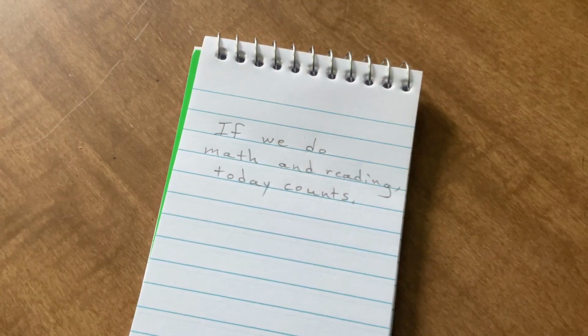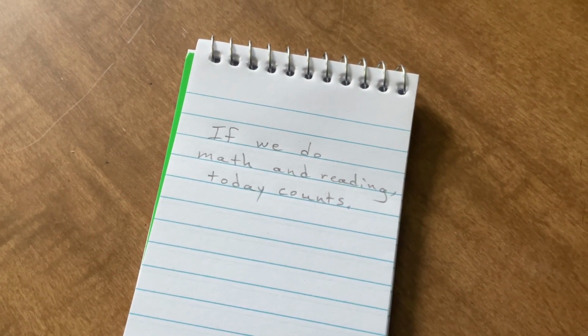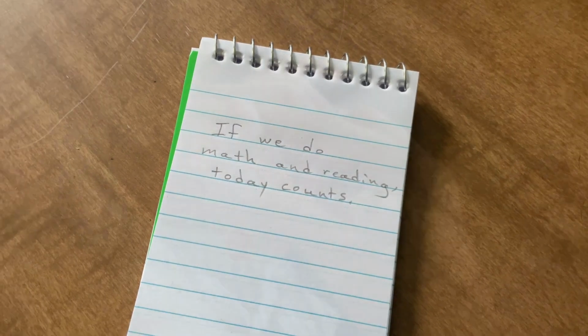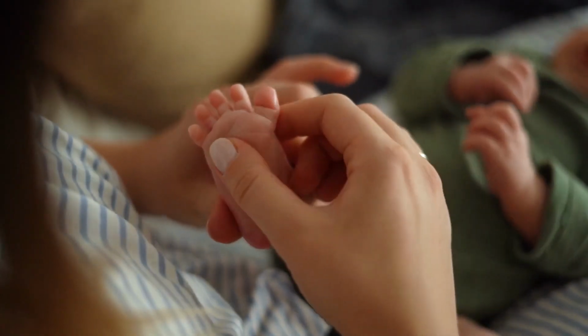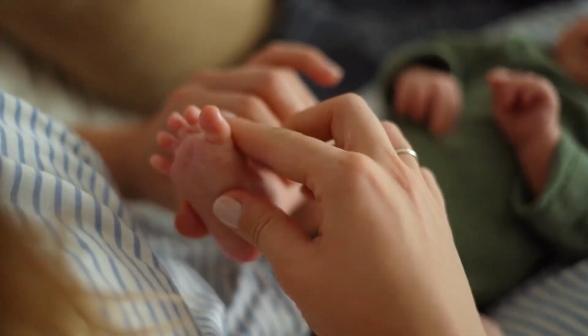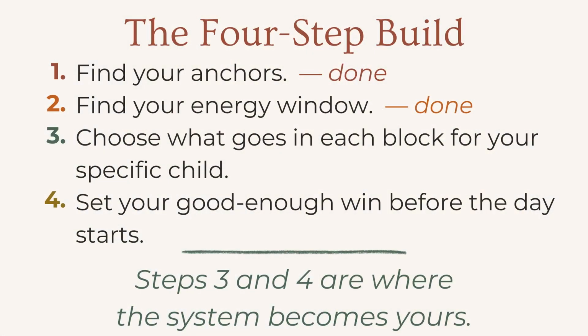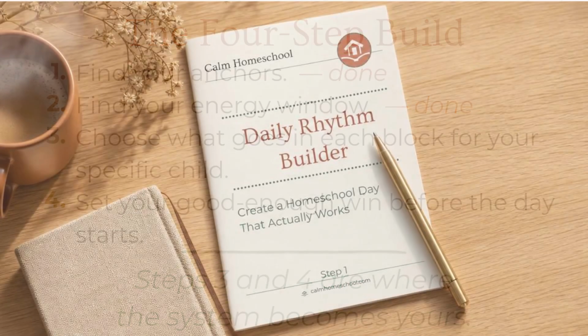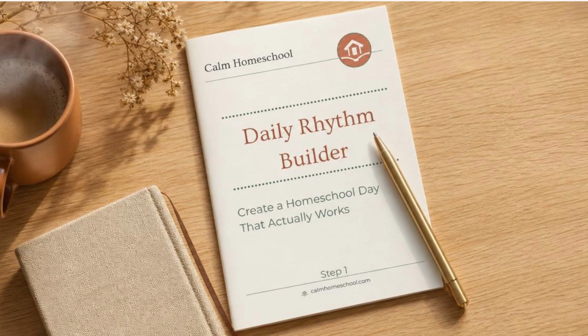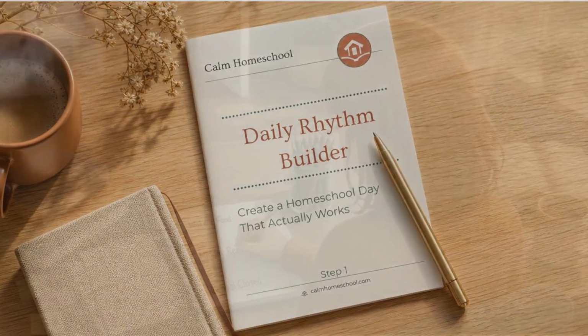What counts as your good enough win depends on your family season. A newborn at home looks completely different than a settled routine. Steps 3 and 4 don't have a universal answer. They have your answer. And that's exactly what the Daily Rhythm Builder is designed to help you find.